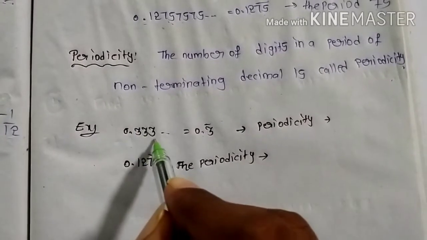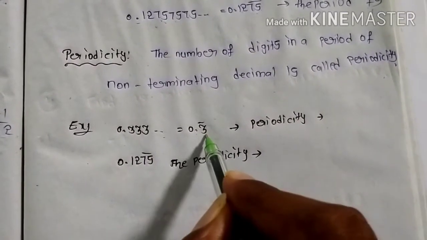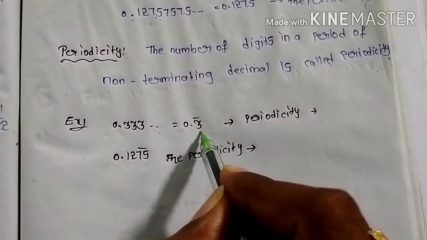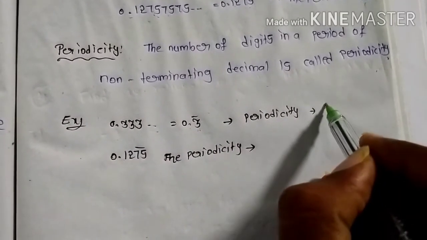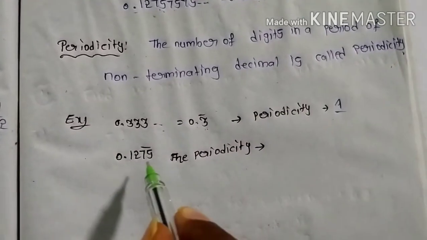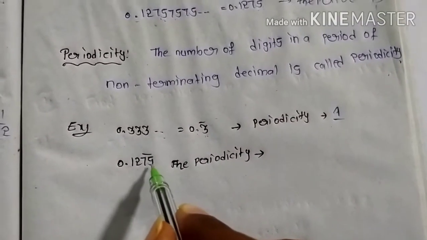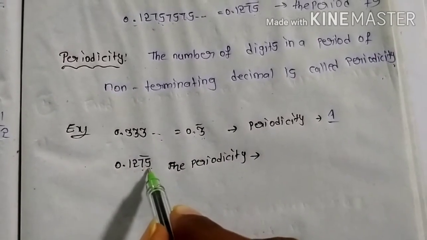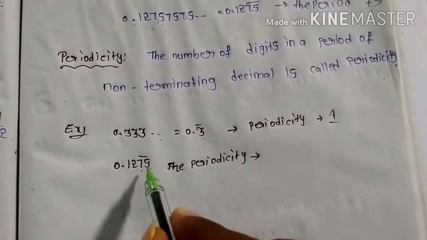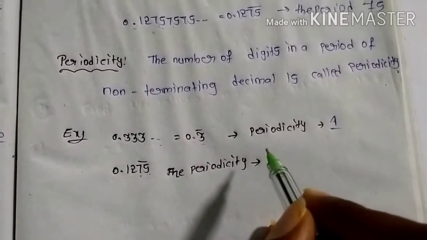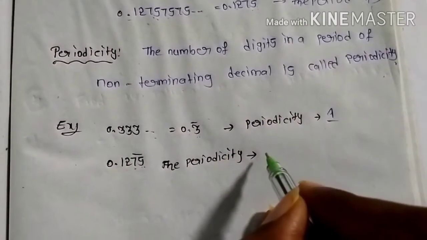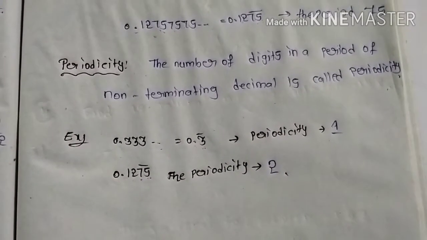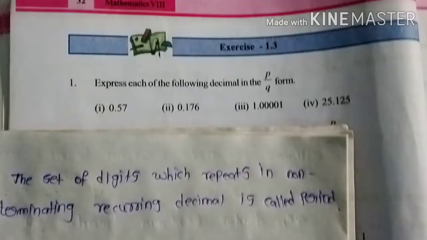See here 0.333 and so on. We can represent it as 0.3 bar. Yes or no? See how many digits are repeating here? Only one or not? That means periodicity is one only. 0.1275 bar: see how many digits are repeating? 2 or not? That means one is 7, one is 5. So 2 numbers are repeating. So the periodicity of that non-terminating decimal is how much? 2 only. These are very useful in the exercise, so practice this.